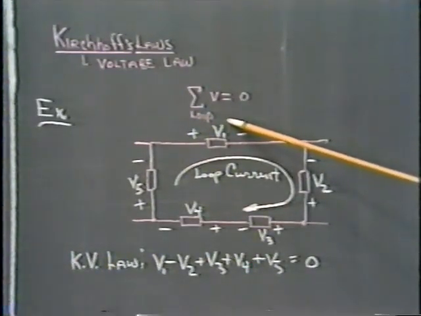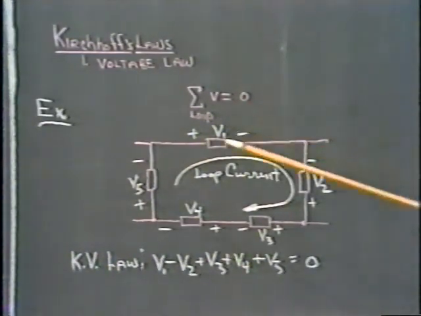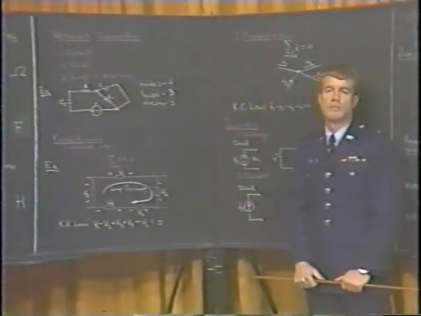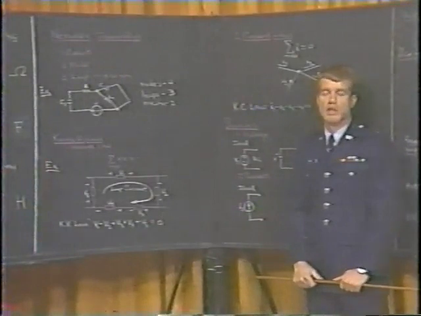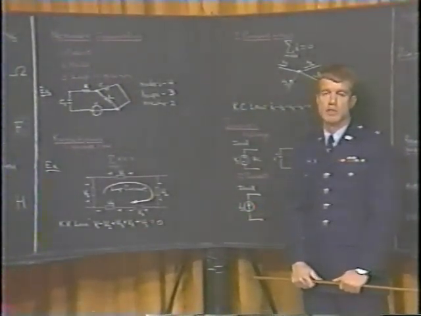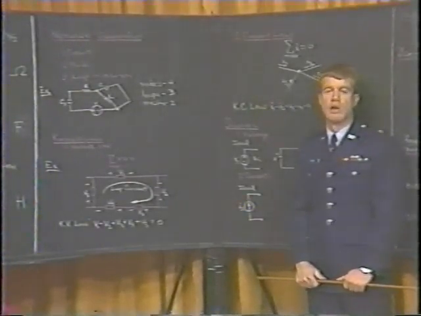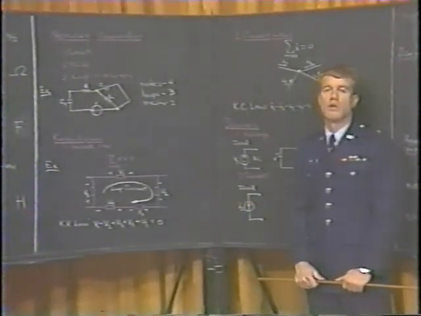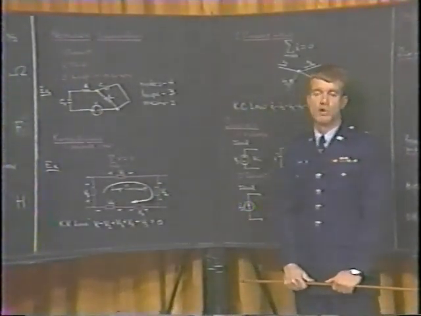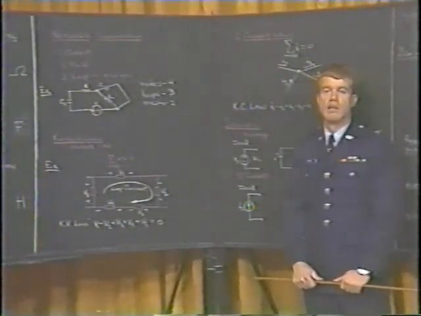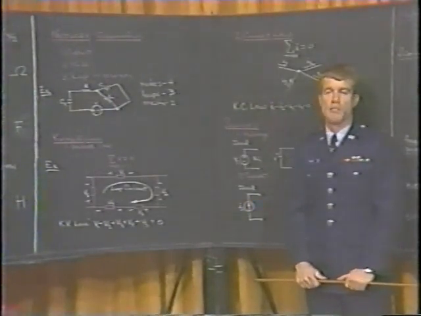A very important critical concept there is the concept of the algebraic sign associated with a voltage. We saw that devices have polarities associated with them, and we must carefully track the direction of the polarity in order to assure that our sum of voltages will come to 0. If we do not keep track of the algebraic sign, then this law cannot possibly apply.